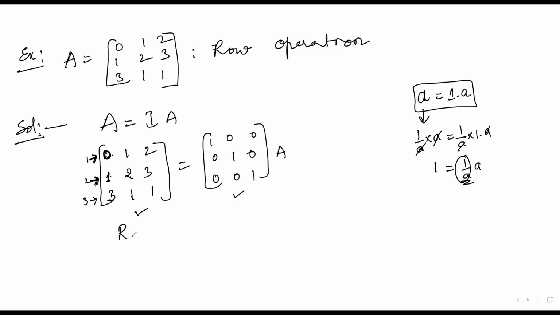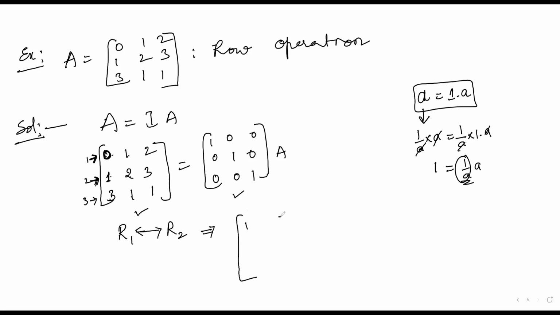So interchange R1 and R2. Very simple. This one goes up and 0 comes down. These 2 rows you are interchanging. The second row you are making first row, the first row you are making second row.